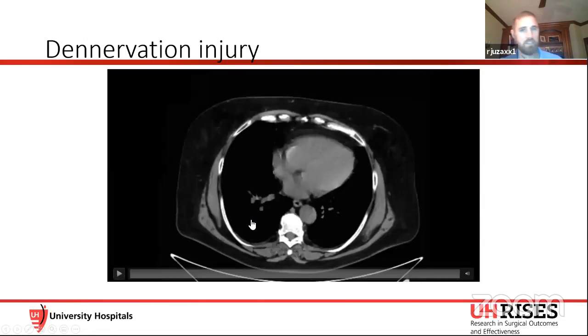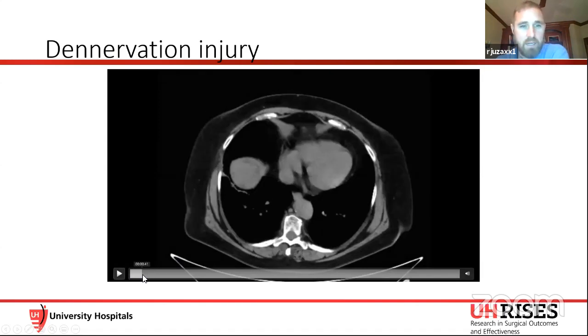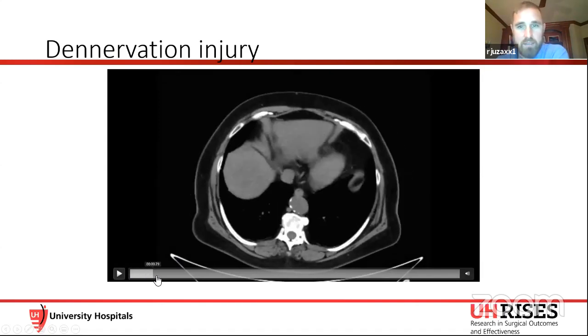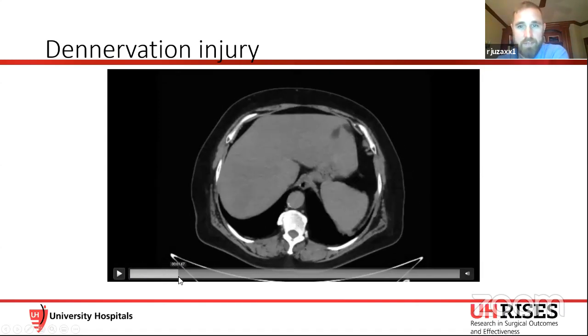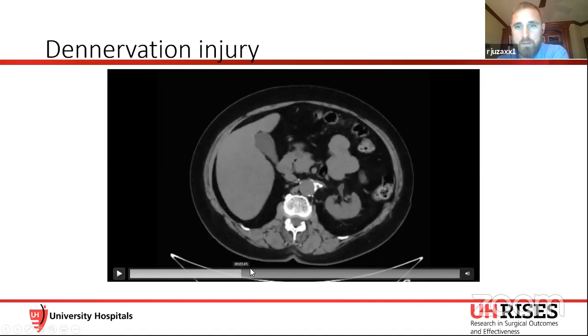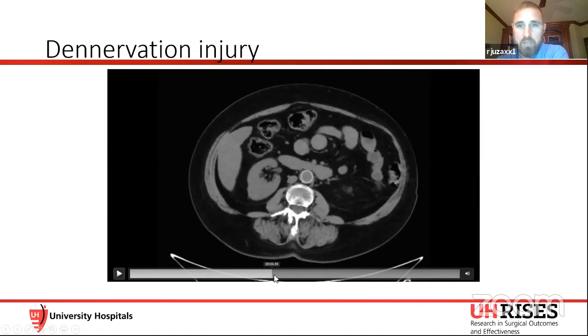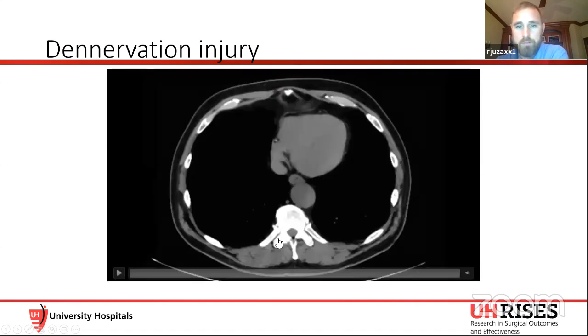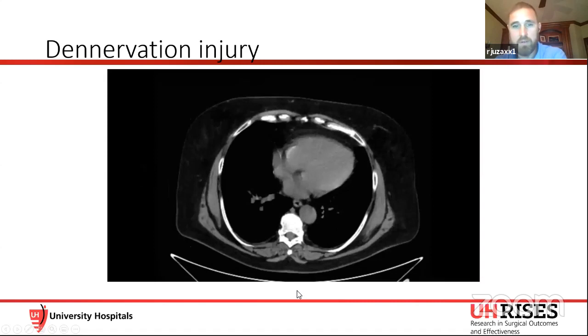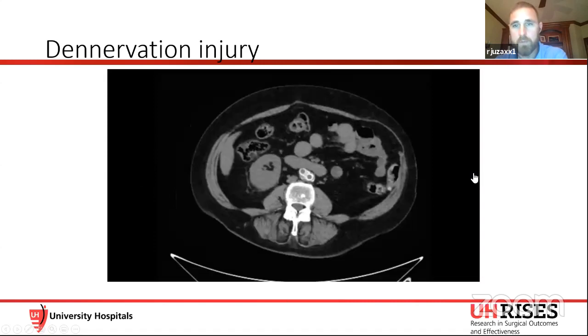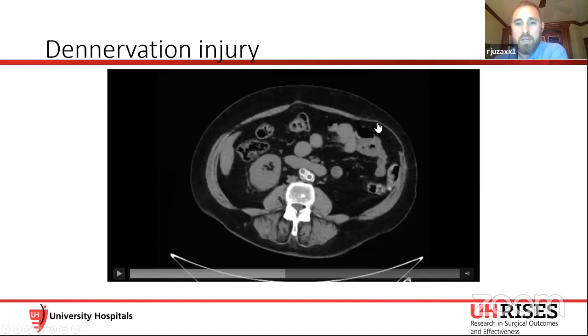Here are a couple of slides, patients of mine. This first one had a high left flank injury. Sorry, this is the lower Spigelian. This is at the semilunar line. It's jumping around a lot. Okay, so an injury at the semilunar line.